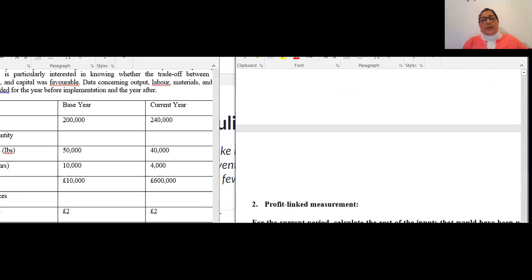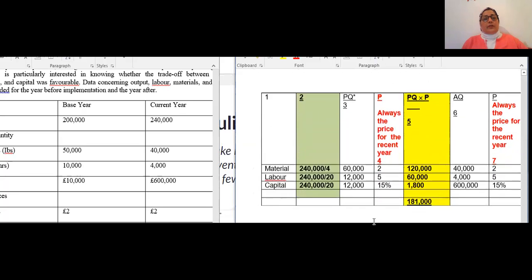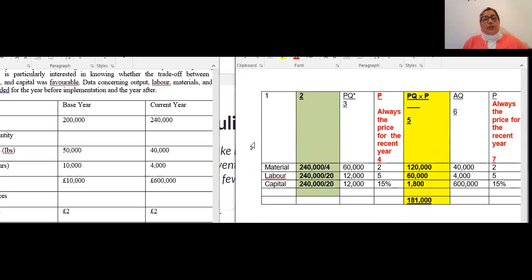So we have here output for the current year is 240, and the partial productivity ratio of base year was 4 for material, 20 for labor, 20 for capital, and this will give us 60, 12, and 12. Where do I get this from? 240 divided by 4, 240 divided by 20, 240 divided by 20. That means we got 60, 12, 12.